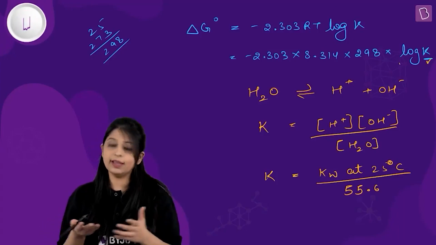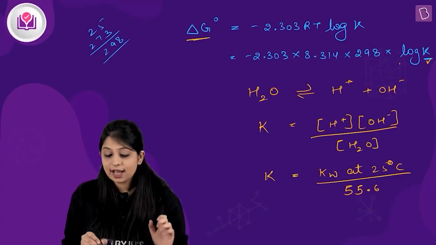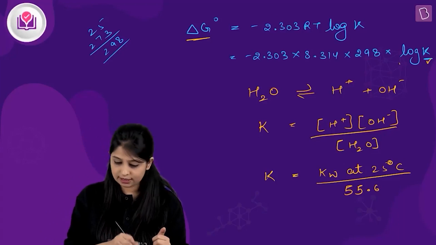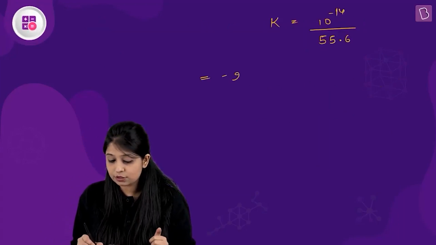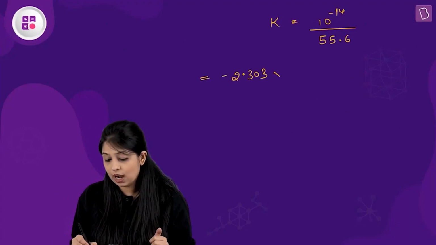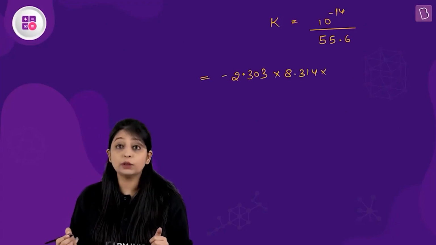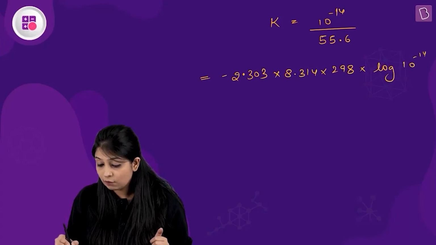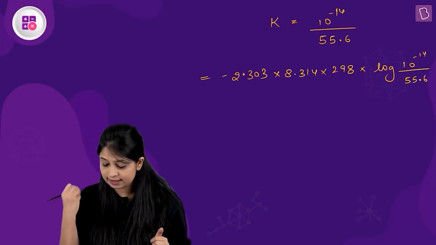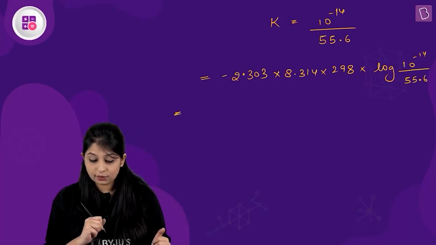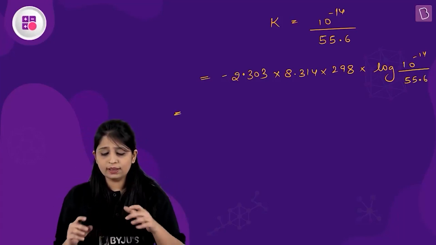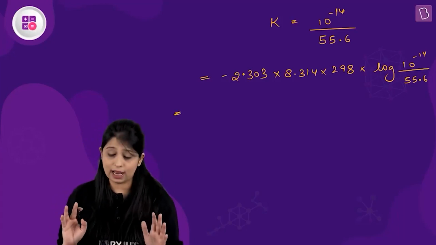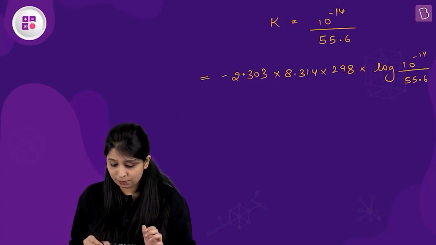So now we have the value of K as well. So simply we'll put the value of K and we'll get the value of the standard change in Gibbs free energy. Okay, so let's put the values now. It will equal minus 2.303 into R, that is 8.314, into T, that is 298 Kelvin, into log of 10 to the power minus 14 divided by 55.6. Okay. So what do we have here? We'll approximate a little bit to make our calculations easier. Otherwise, this will be a very, very long calculation, so you'll have to approximate.